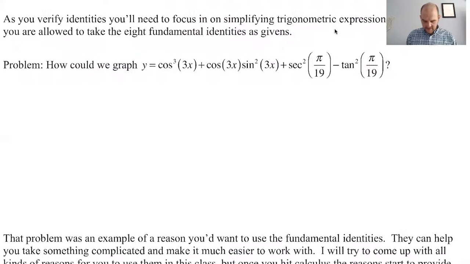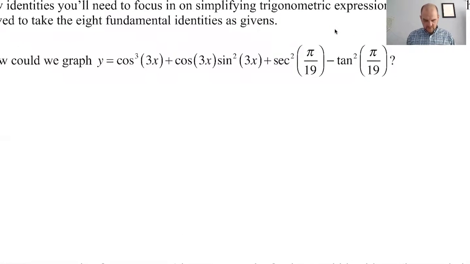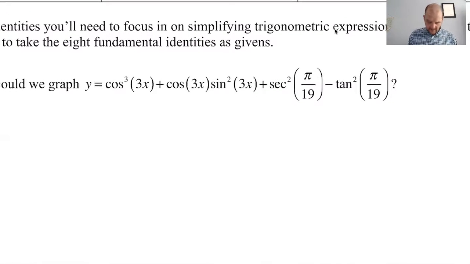So for example, here, you're told that you want to graph this. Well, the way it's presently written, I don't see that happening. So if we look for commonalities, it's a little buried, but there's a cosine of 3x and a cosine of 3x. So I'm going to factor that. So cosine of 3x.